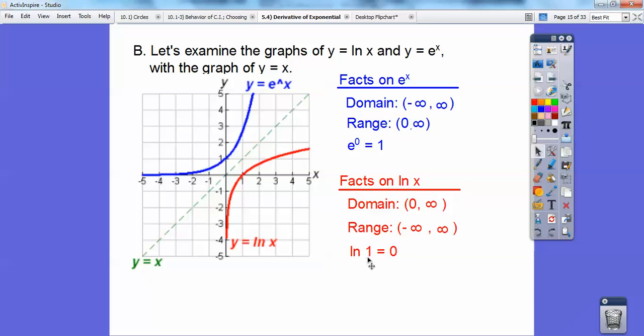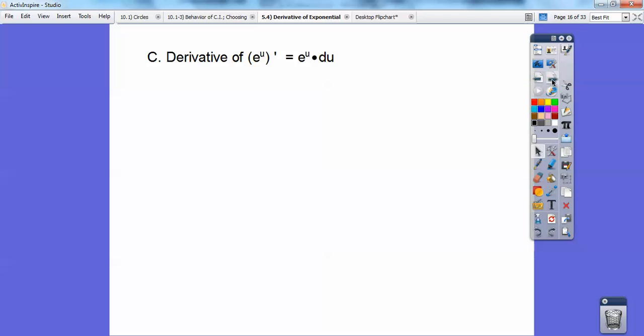Okay, remember this base to this power equals this. So e to the 0 equals 1. All right, so the derivative of e to the u is just itself times its chain. So it's just e to the u times the chain. All right, let's try some of these.